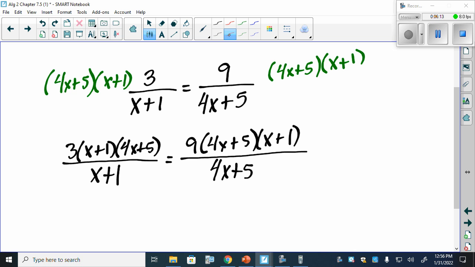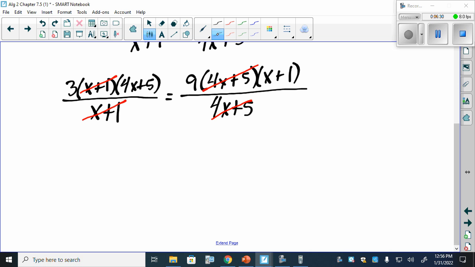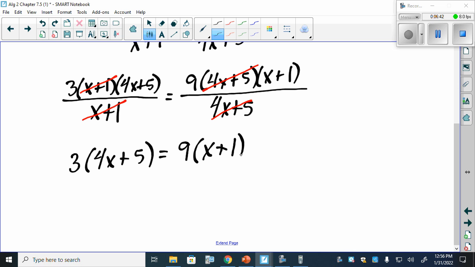Now, when we look at this, we do have things that simplify in the numerator and denominator. For the first one, the x plus 1 and x plus 1 simplify on top and bottom. On the other side, we have 4x plus 5 and 4x plus 5 that simplify. When we do this simplification, what we end up getting is 3 times 4x plus 5 is equal to 9 times x plus 1. So multiplying by this least common denominator simplifies both sides of the equation to where we don't have any fractions left. It makes it a lot easier to work with.